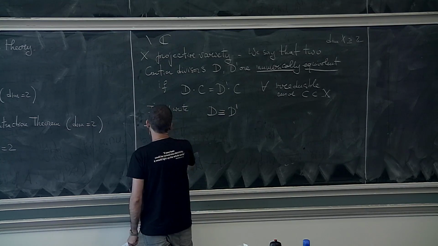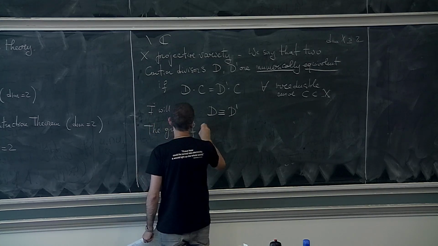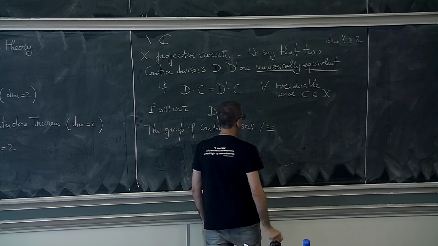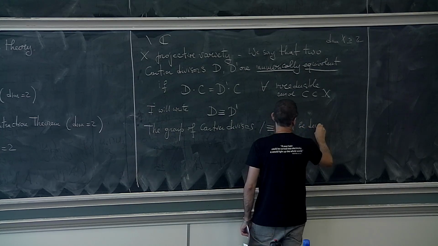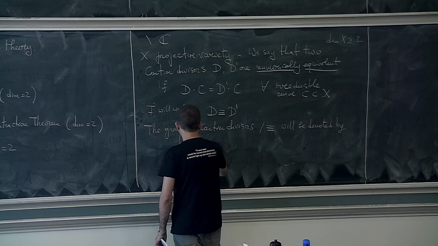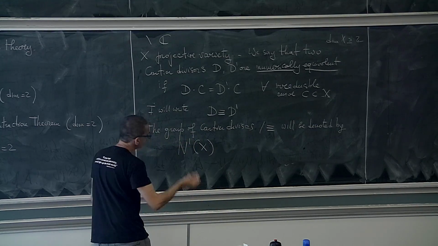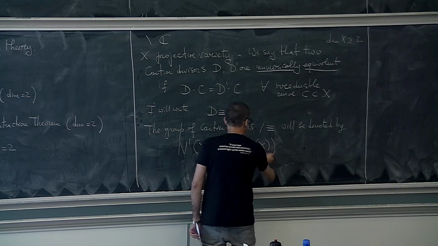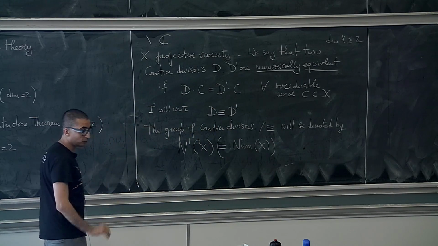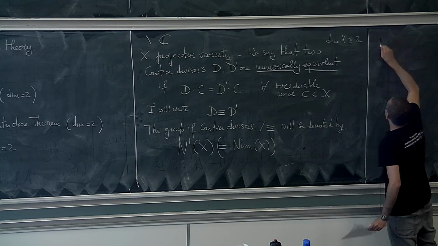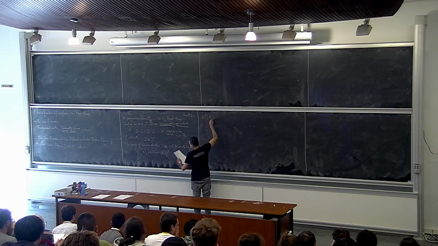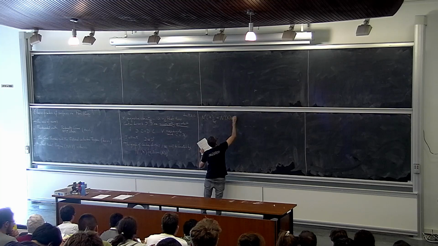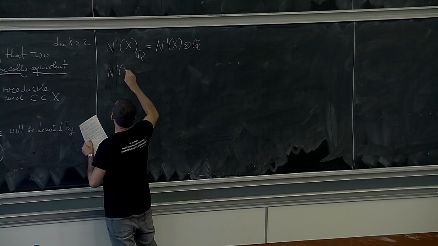Perfect. The group of Cartier divisors modulo numerical equivalence will be denoted by N1 of X, sometimes called Num in some texts. This is the group of Cartier divisors modulo numerical equivalence, and then I will denote by N1 of X tensor Q this group, and this one.